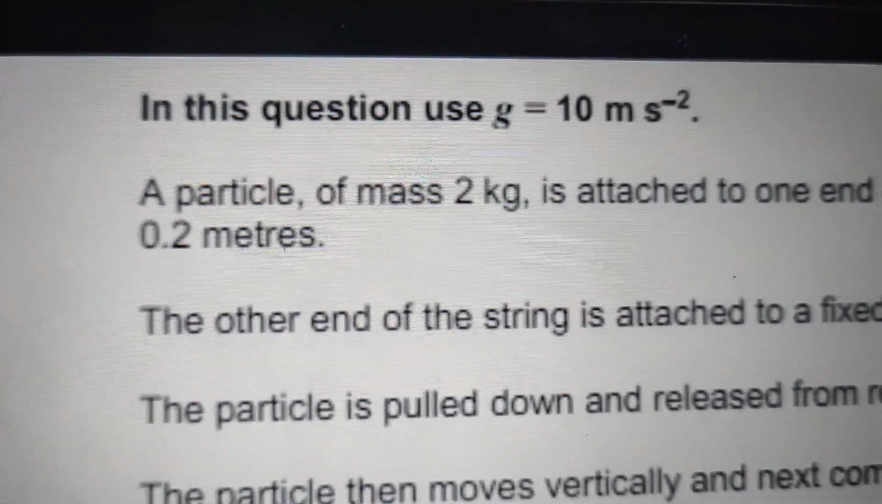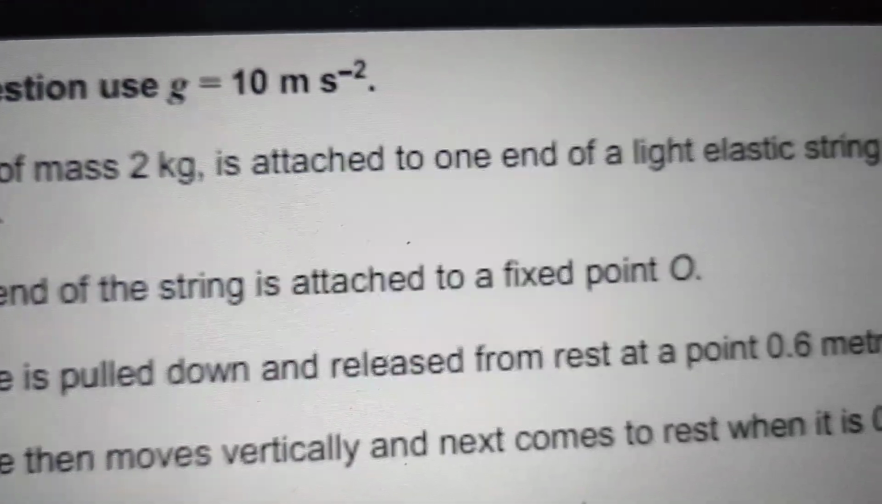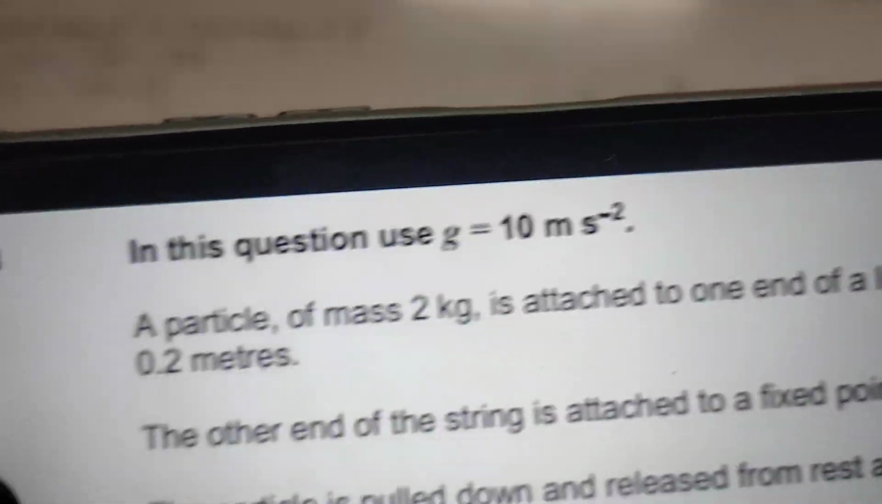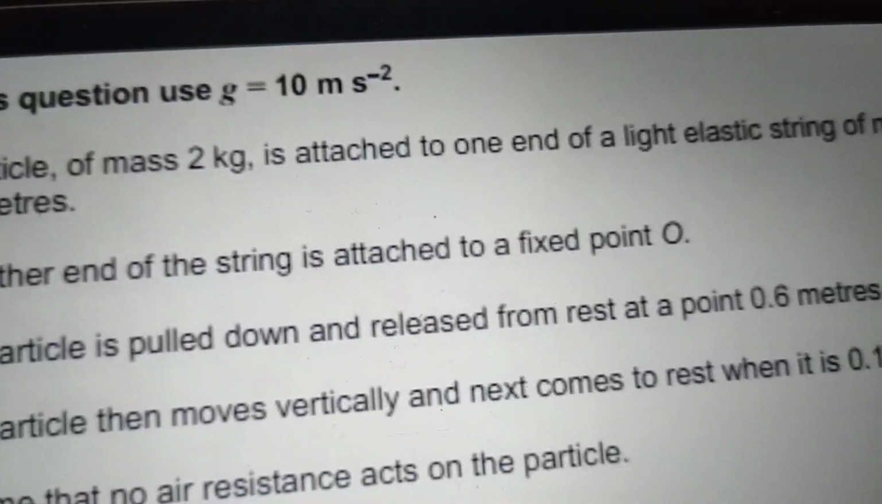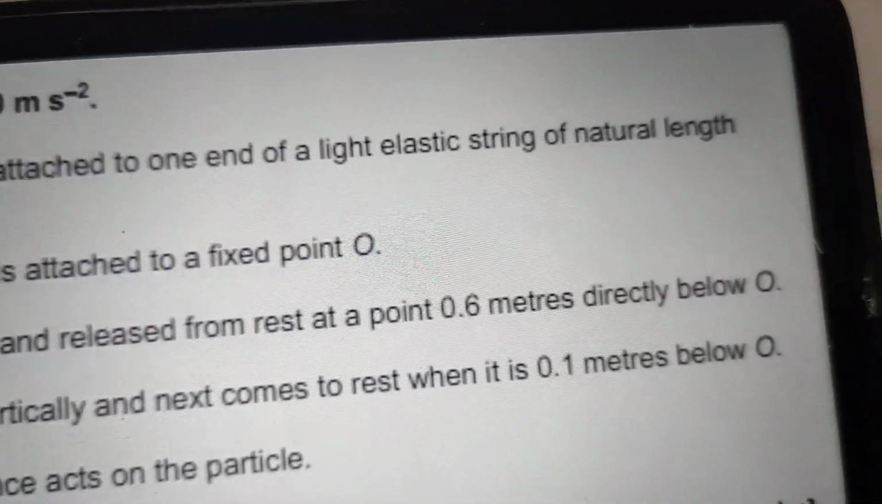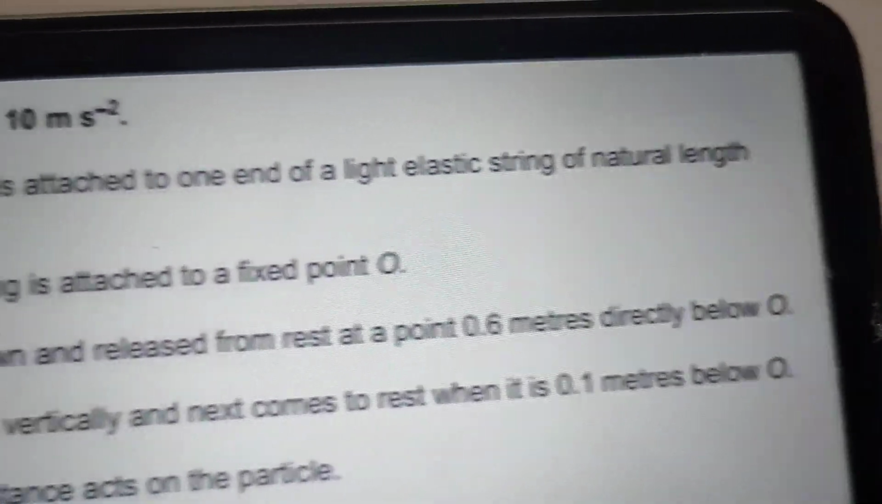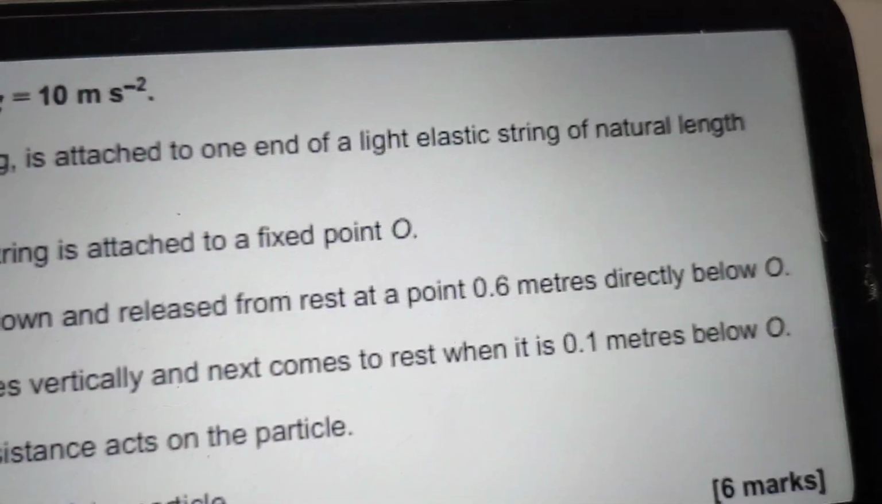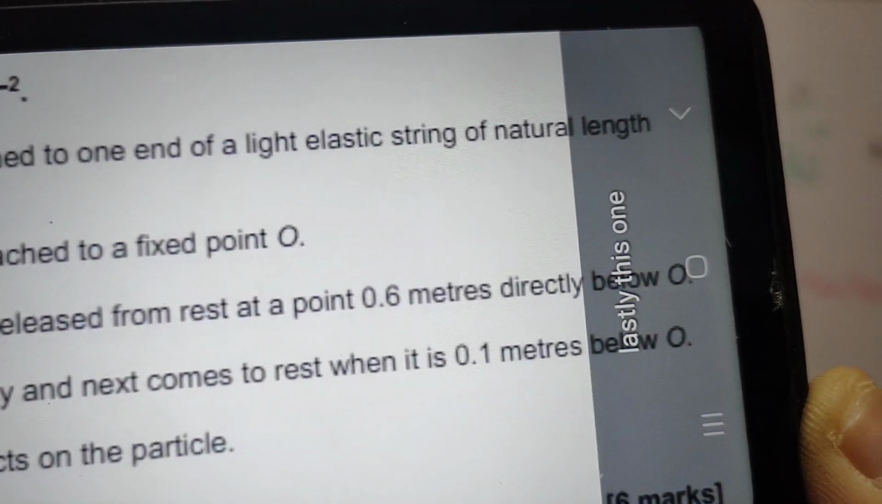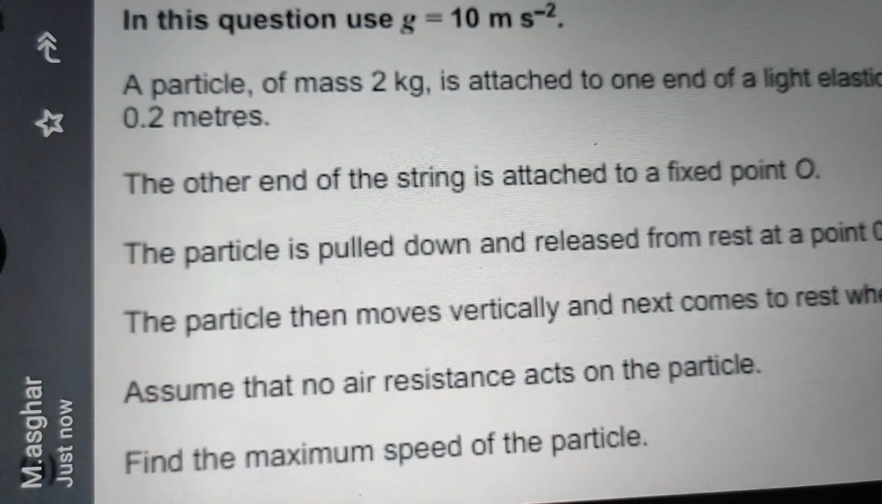A particle of mass 2 kg is attached to one end of a light elastic string of natural length 0.2 meter. The other end of the string is attached to a fixed point O. The particle is pulled on and released from rest at a point 0.6 meter directly below O.